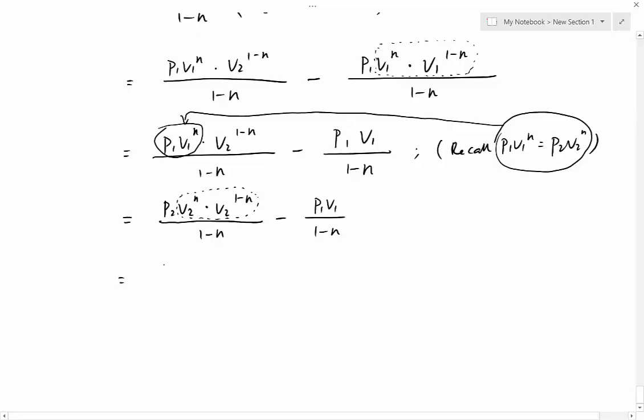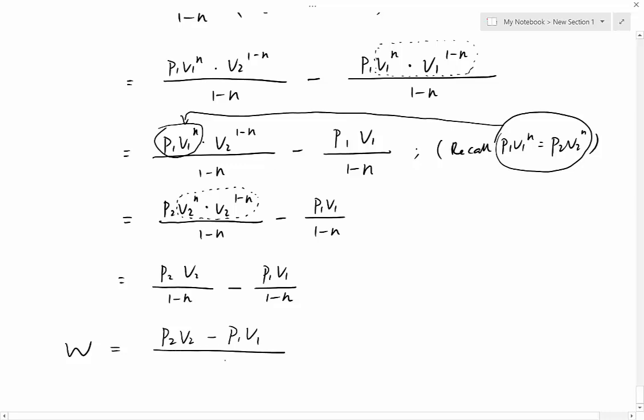Yes, you can. You just do the same thing. P2 times V2. What will be the new index? N plus 1 minus n, which is just 1, over 1 minus n, minus P1 V1 over 1 minus n. So finally, what is our solution? W is equal to P2 V2 minus P1 V1 divided by 1 minus n. That is our final solution.